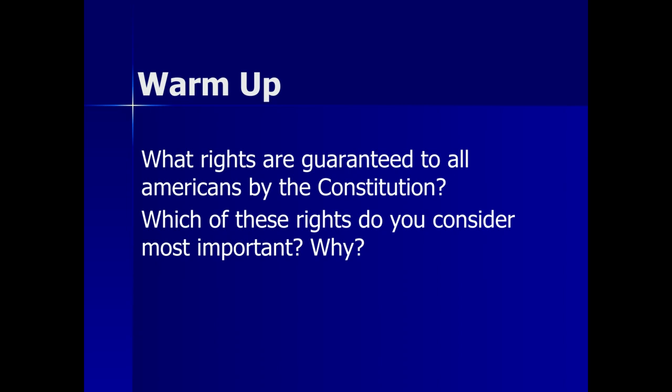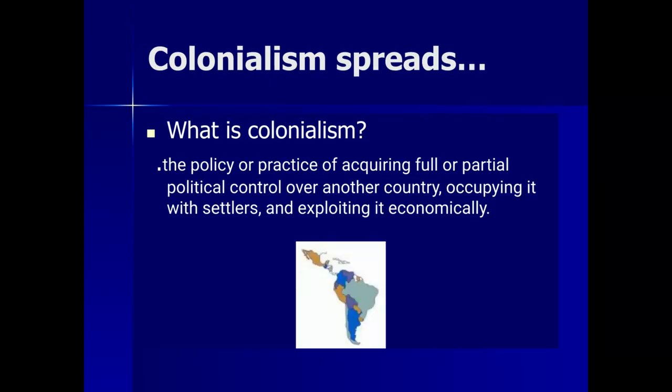So let's open up with an introduction to this lesson. The introduction is going to be this definition of colonialism. What was colonialism? Well, colonialism is the policy or practice of acquiring full or partial political control over another country, occupying it with settlers, and exploiting it economically. So that is the definition for colonialism. And all the things that we're going to talk about in this lesson are going to be about these colonies that are going to be produced by these European countries and how these colonies are eventually going to break away.